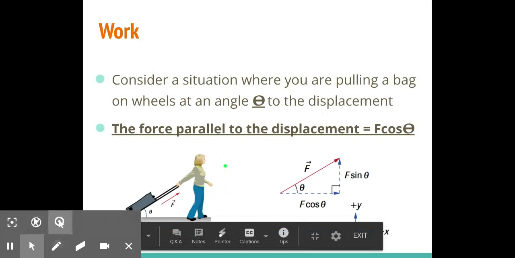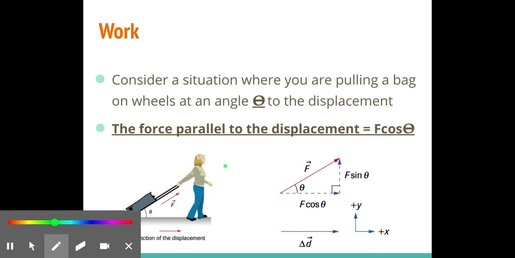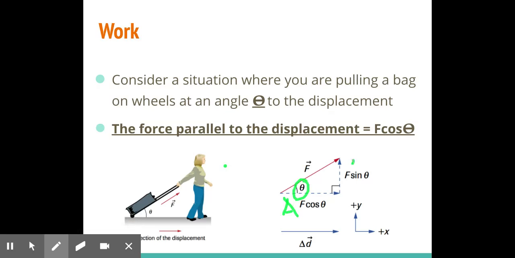Okay. So that's, let's see, where is it at? So the force parallel to the displacement is equal to F times the cosine, so the force applied times the cosine of theta. And we know this because this is the adjacent. If this is our theta here, this is the adjacent down here, and that is the opposite. And here we have the hypotenuse.